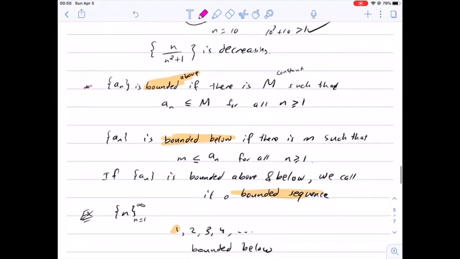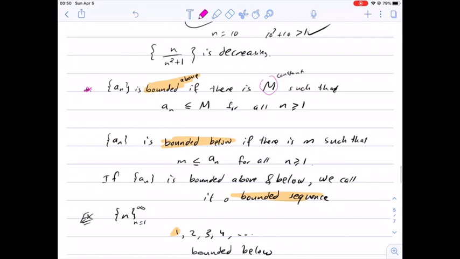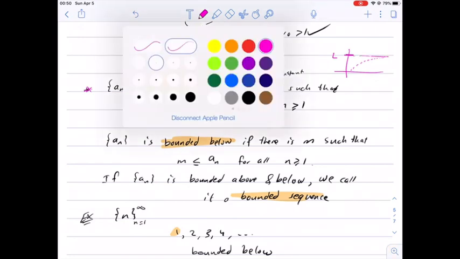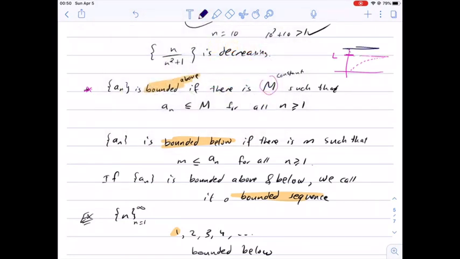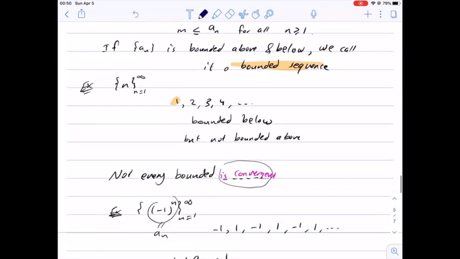And the bound M, let's go back to this description here. The upper bound M: if we graph the sequence, and let's say the terms look like this, and this is L, the limit of the sequence, the upper bound can be a value here. This is M. This is an upper bound.